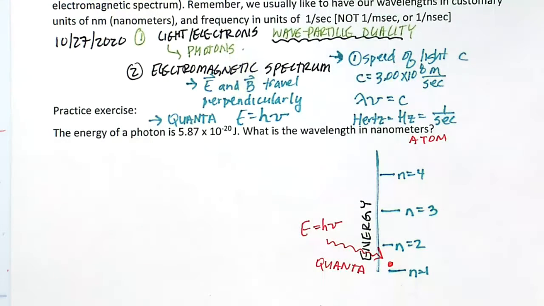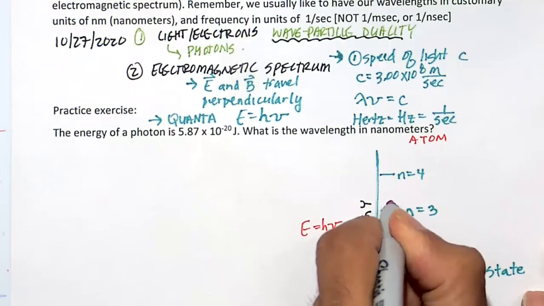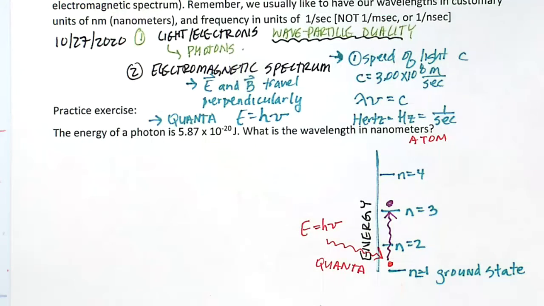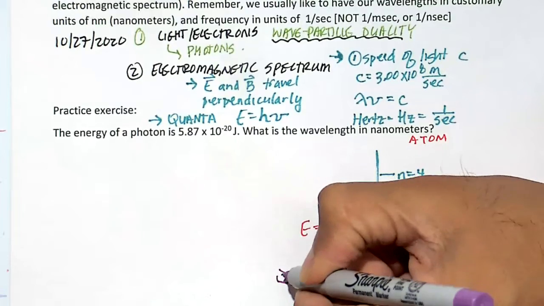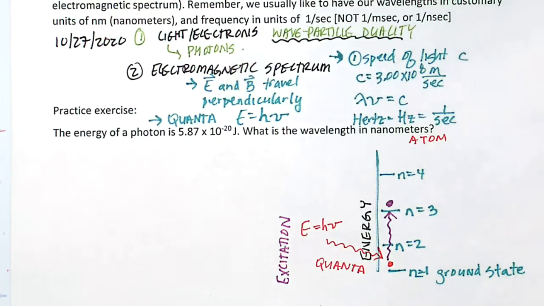When we hit it with a quanta of energy, what happens is that normally from the ground state, let's say I hit it with enough quanta, a different packet, nothing more, nothing less, and it gets excited to, let's say, n equals 3. We're going to call that excitation. So going upwards, this is all inside the atom.